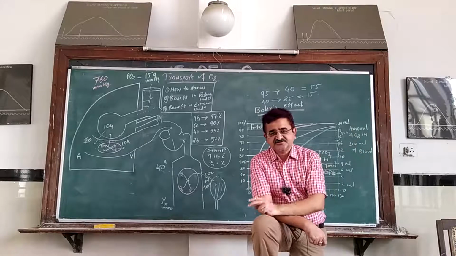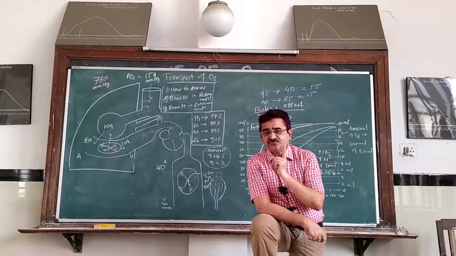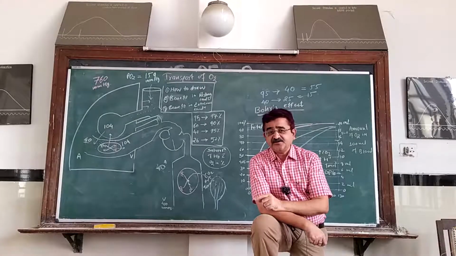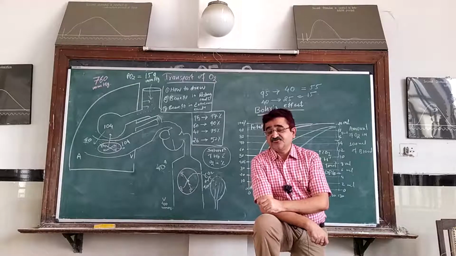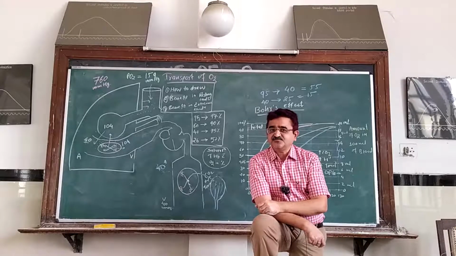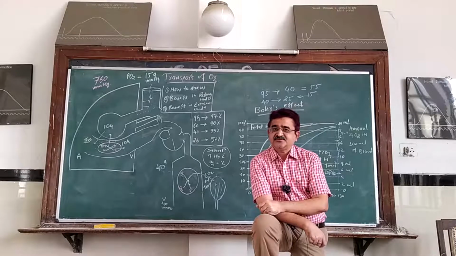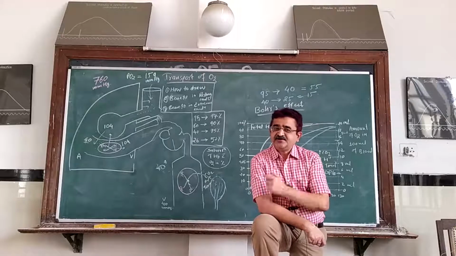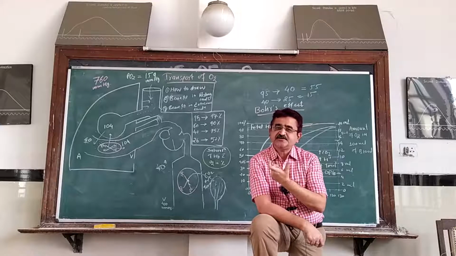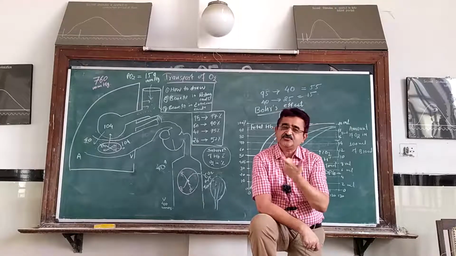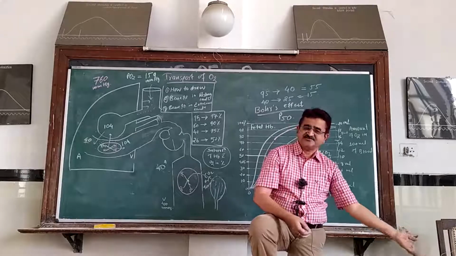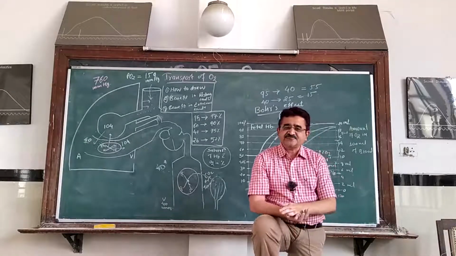Third one: what will happen to the curve in severe anemia? And fourth: what will happen to this curve in carbon monoxide poisoning? Giving you the hint, the affinity of hemoglobin for carbon monoxide is 250 times more than O2. So what will happen to this curve in carbon monoxide poisoning? So waiting for your reply.